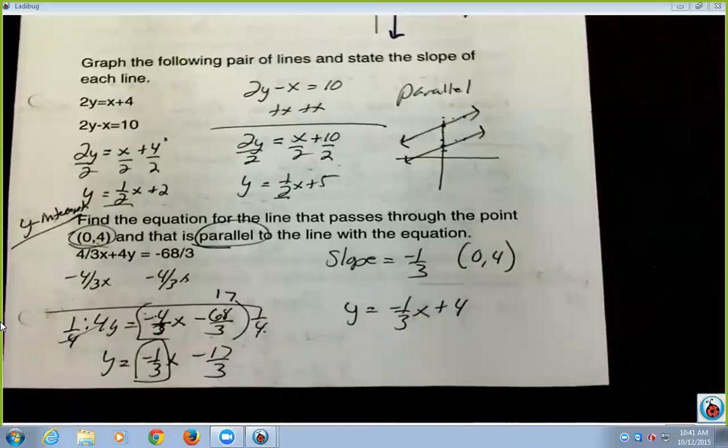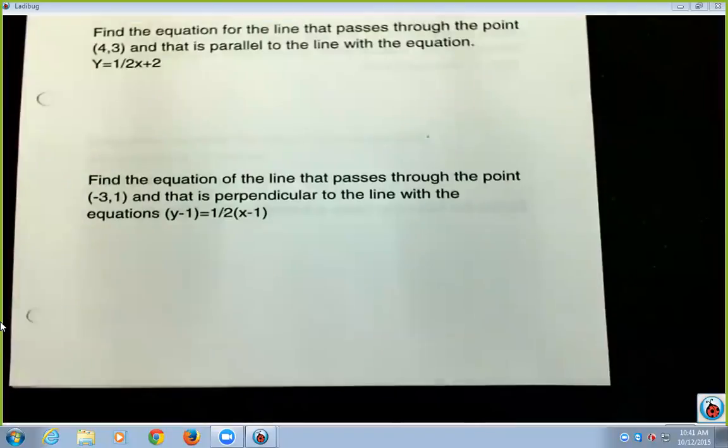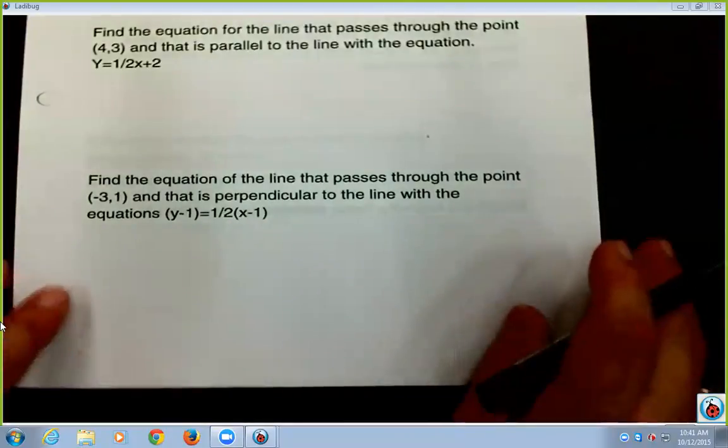This clicking or not clicking? Key pieces to look for, parallels and perpendiculars, so that we can end up knowing which one is which. Okay, what's about this next one?